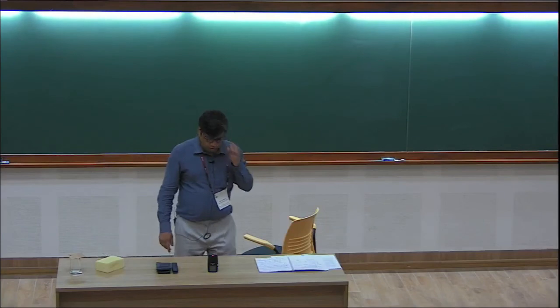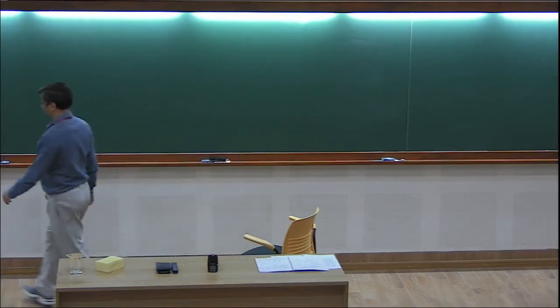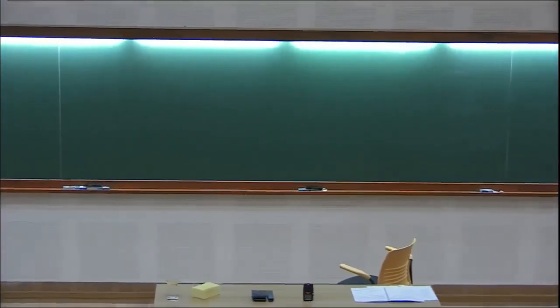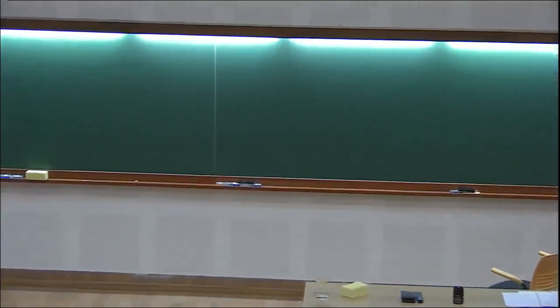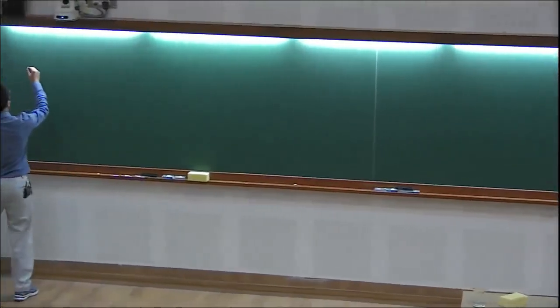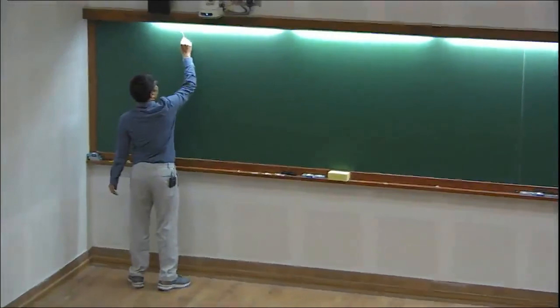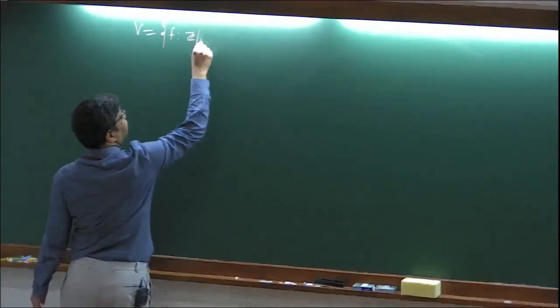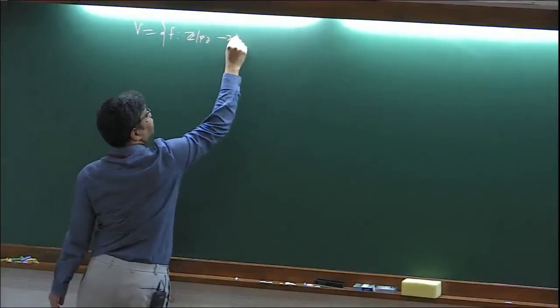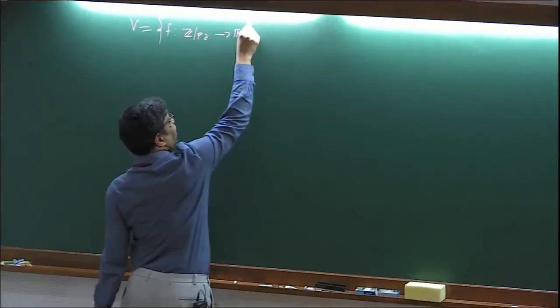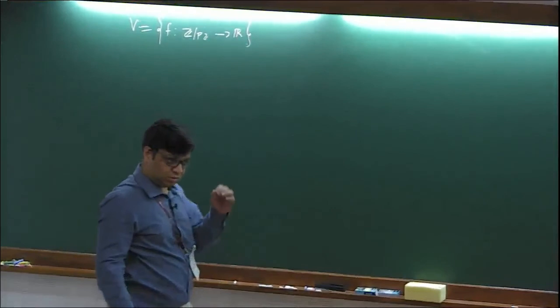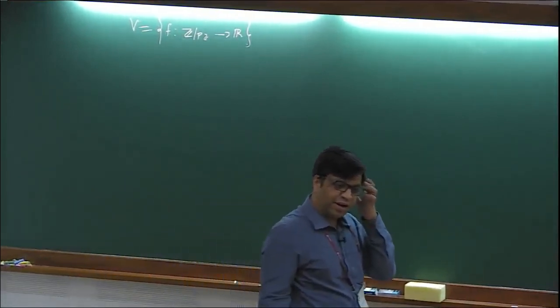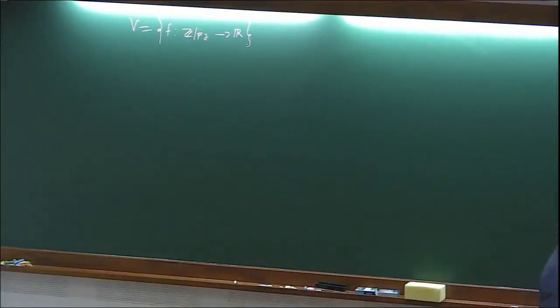All right. So we were trying to see a proof of a decomposition theorem. V is a space of functions from Z mod Pz to R. So this is a finite dimensional vector space.